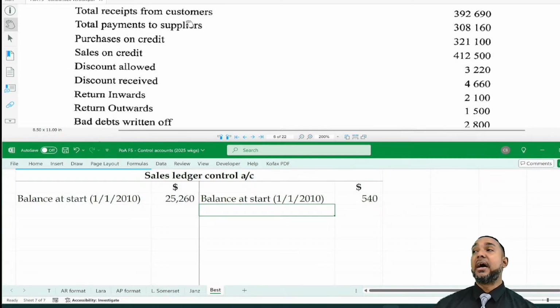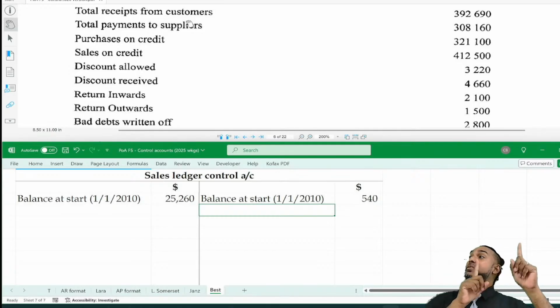Now, when they pay you back, let's say you sold somebody $100 worth of goods on credit and they paid you $80. How much money do they have left for you now? 20. So what happened to the amount of money they owed you? It went down. So the asset decreased. The asset of the receivable decreased. And to record a decrease in an asset, you go on the credit side of the account.